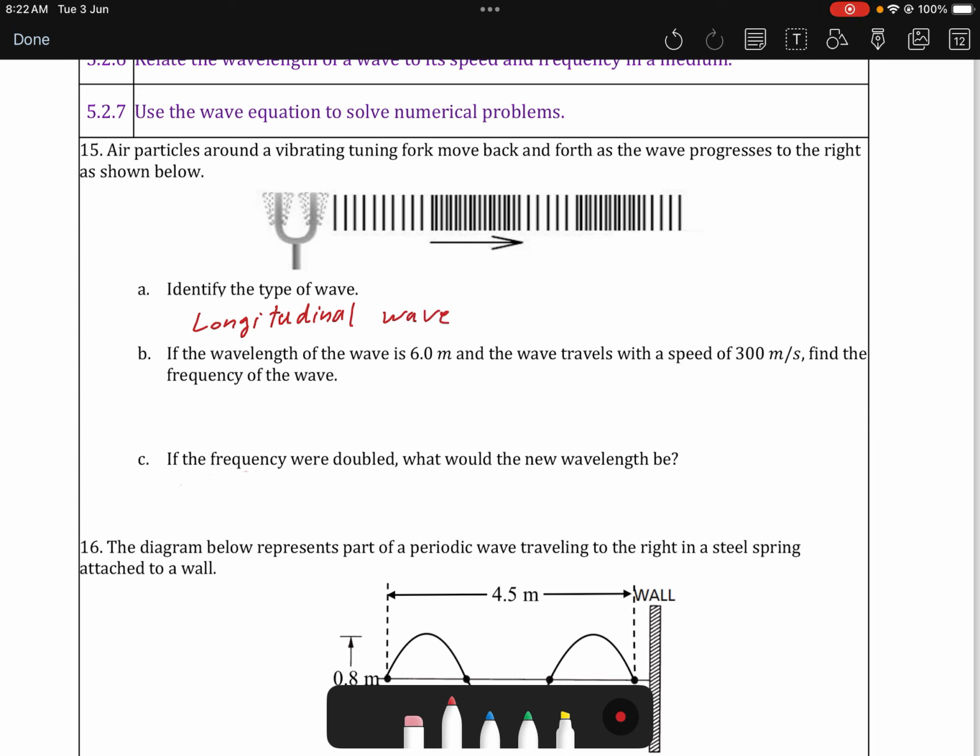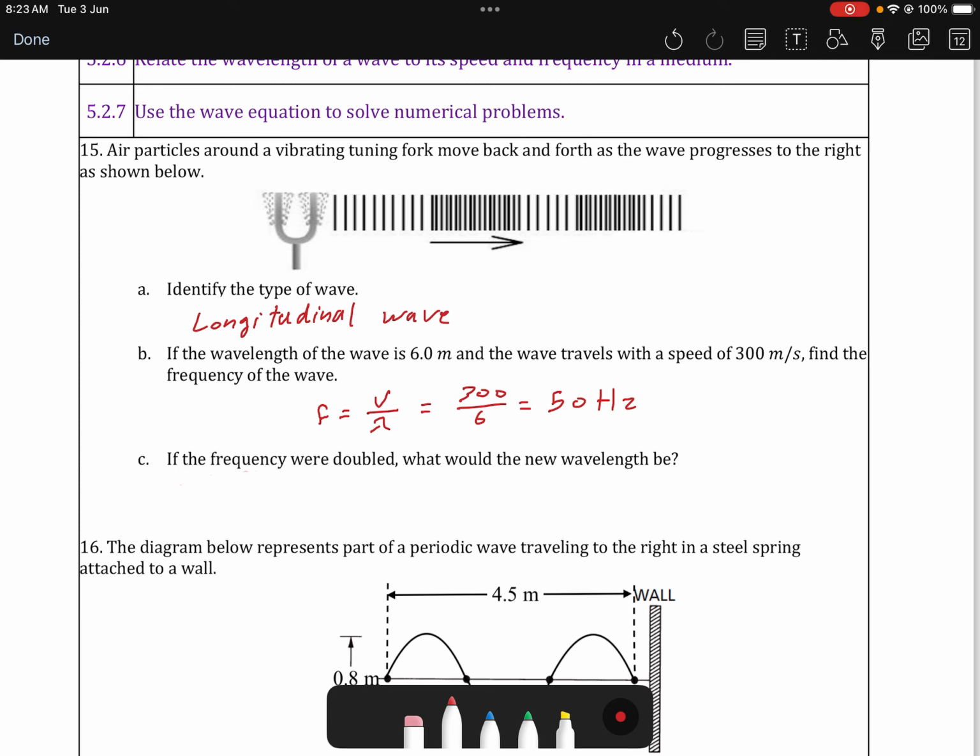Now, if the wavelength of the wave is 6 meters and the wave travels with a speed of 300 meters per second, find the frequency. We know that frequency equals velocity over wavelength. That means 300 over 6. So the answer is 50 hertz. Actually, basically, it's only substitution.